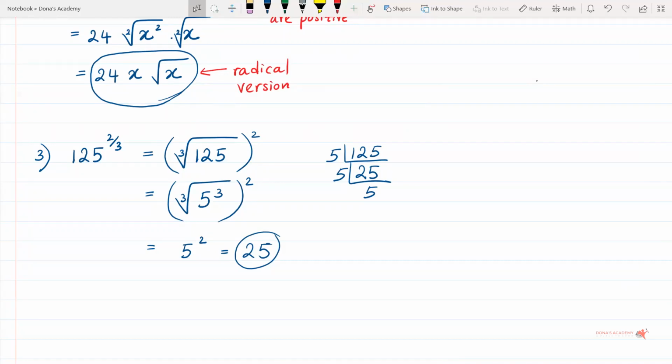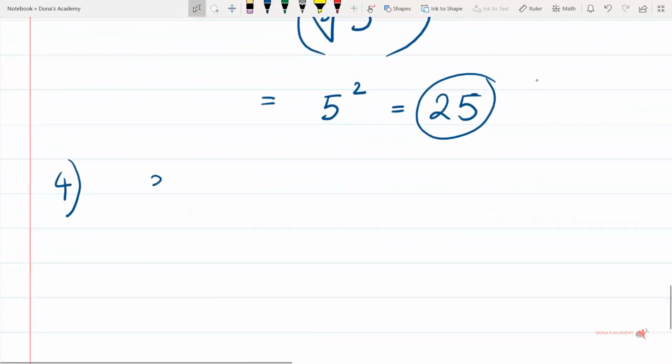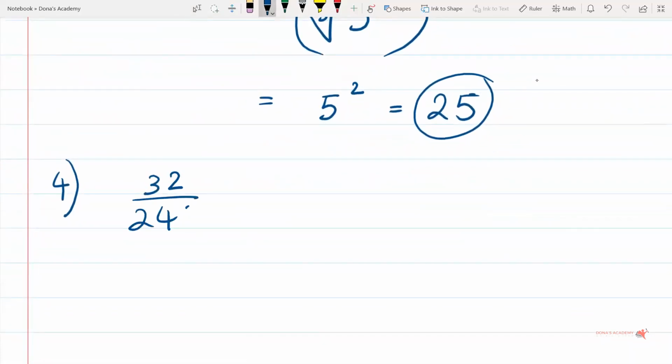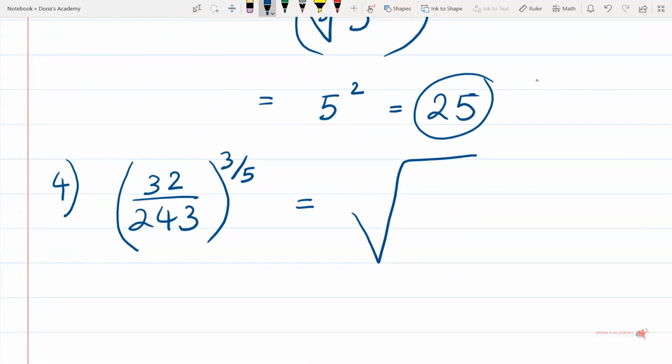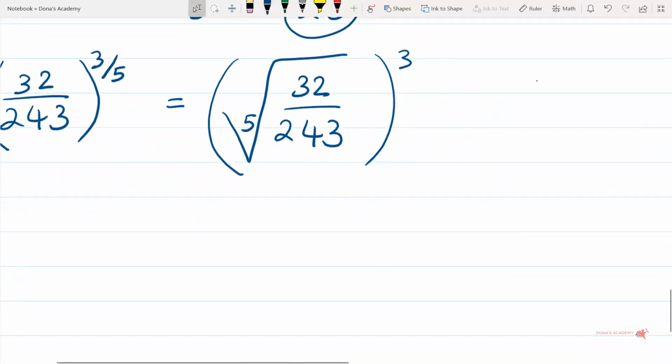Okay, my last example, it is again a number. 32 divided by 243, to the power 3 over 5. Now this is the same as the fifth root of 32 over 243, to the power 3. Again, I am using this version. I am not taking 32 divided by 243 to the power 3 and then the fifth root, because then the inside of the radical will be a very big number and it's hard to deal with that.